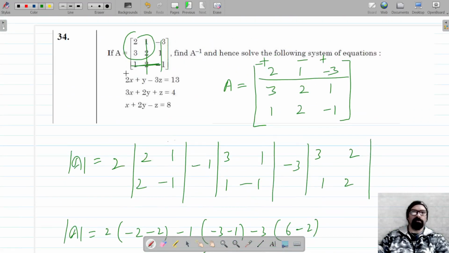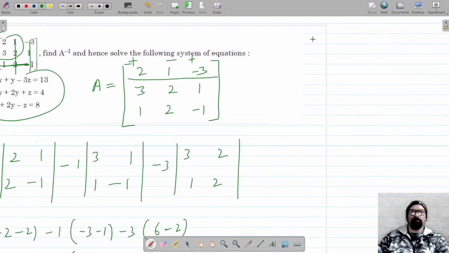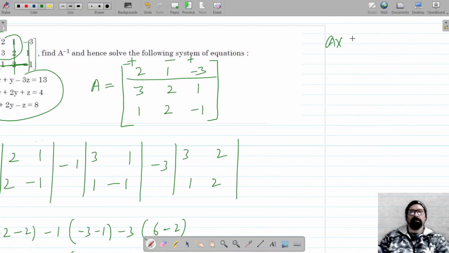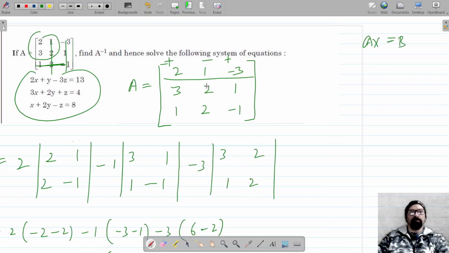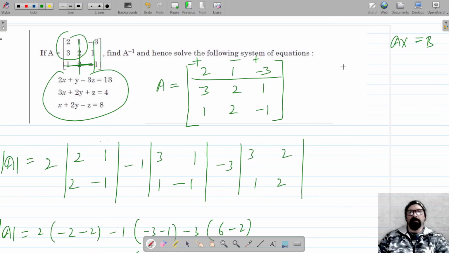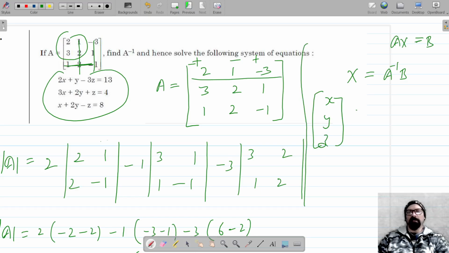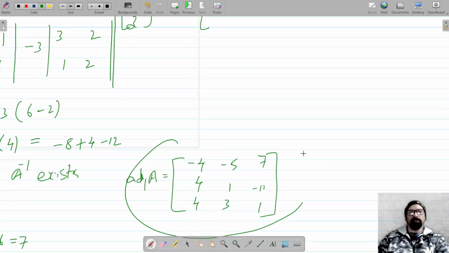Now, the given system of equations can be written in the form AX is equal to B, where A is the coefficients of X, Y, and Z. So this gives X as A inverse into B. So X means X, Y, and Z elements are in X. And A inverse, we have already got the value of A inverse.